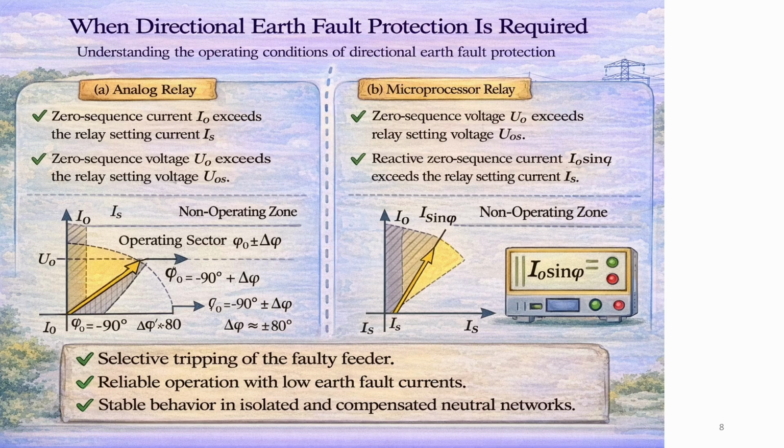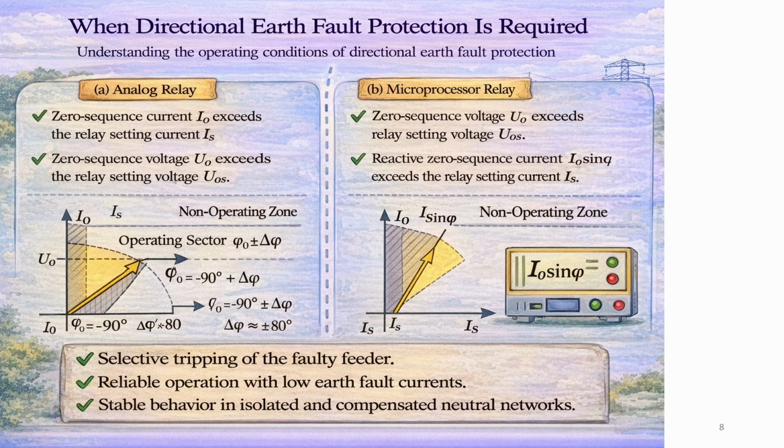Now consider operating diagram B, which represents a microprocessor-based directional earth fault relay. In this case, the relay evaluates reactive current rather than only magnitude and angle. The relay operates when zero sequence voltage exceeds its setting value and reactive zero sequence current exceeds the setting value. This digital method improves sensitivity and stability, especially for small earth fault currents.